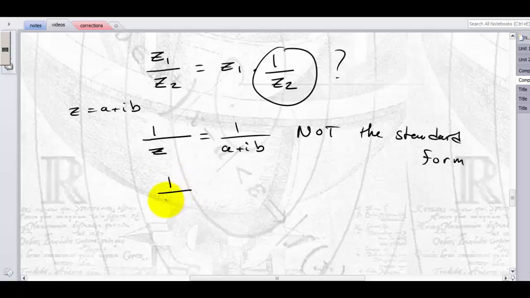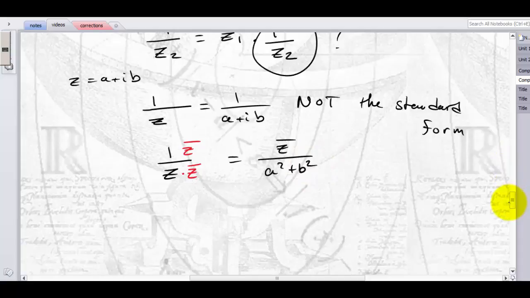You take 1 over z and you multiply both sides by z bar. Why? What is z times z bar? It's a squared plus b squared. So it's z bar over a squared plus b squared. That's it. It's that simple.